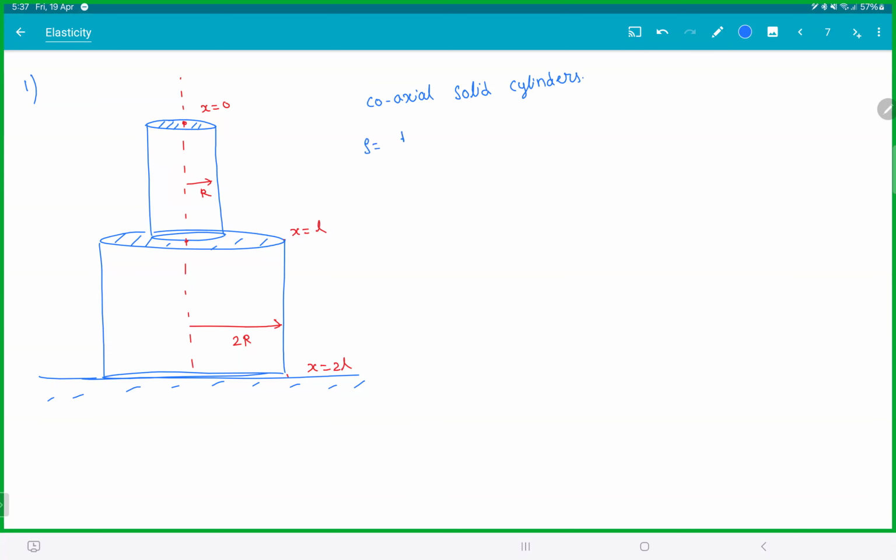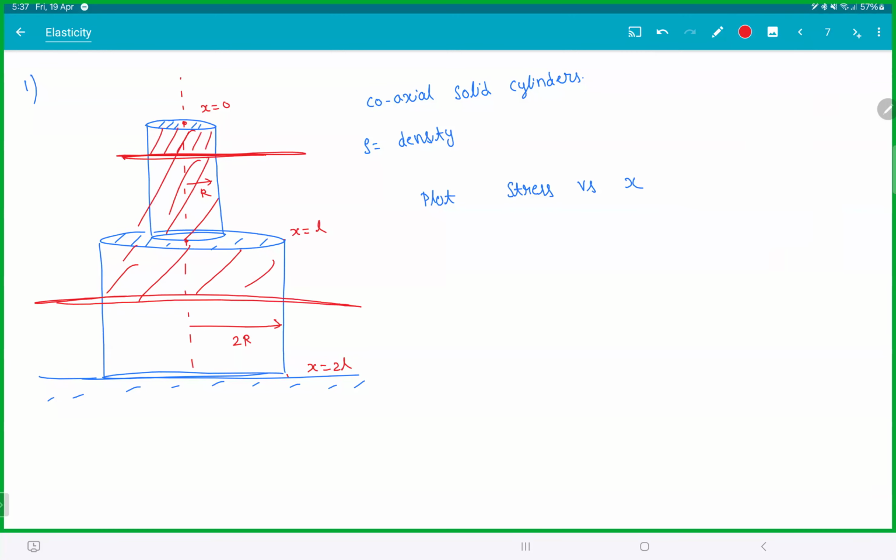Rho is the density. Plot the stress versus x graph. What is stress? Tension per unit area versus x coordinate. Think of it like this: if I take this piece here, the tension here will be only this weight, right? If I take this piece here, the tension will be due to this weight plus this weight. As you go down, the weight is increasing, so the tension is increasing. So plot the stress versus x graph, where x is the distance from the top. Simple formula: stress is tension by area. That's it.